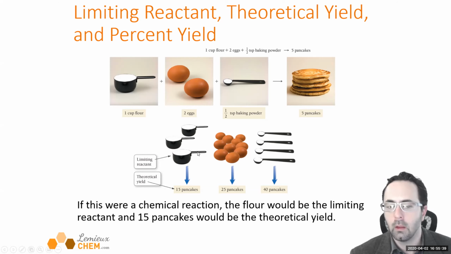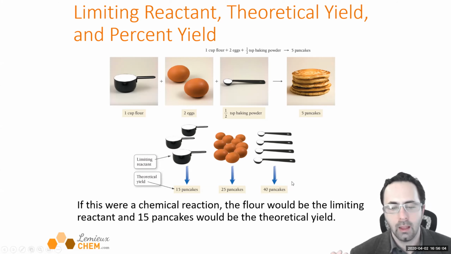So if we look at the flour, 1 cup of flour makes 5 pancakes. So 3 cups of flour could get us 15 pancakes. And 2 eggs makes 5 pancakes, so 10 eggs could make 25 pancakes. And half a teaspoon of baking powder makes 5 pancakes, so 4 teaspoons or 8 half teaspoons could make 40 pancakes.